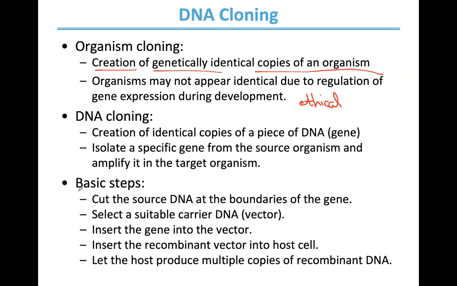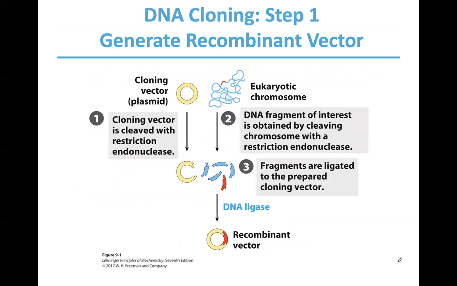So the way it's done, the basic steps are, we're gonna cut the source DNA from the organism that we're interested in. We'll select a suitable carrier, often called a vector, right? We're going to use the vector to insert the gene into the target organism, where we're going to amplify our DNA. This is often referred to as the host cell, right? So we're going to insert this recombinant vector into the host cell and let the host cell produce multiple copies of recombinant DNA. So it sounds very simple, and in fact, it is pretty simple nowadays. Something that molecular biologists do on a daily basis.